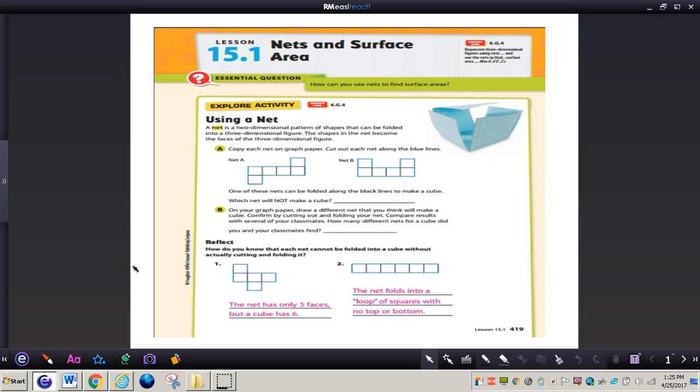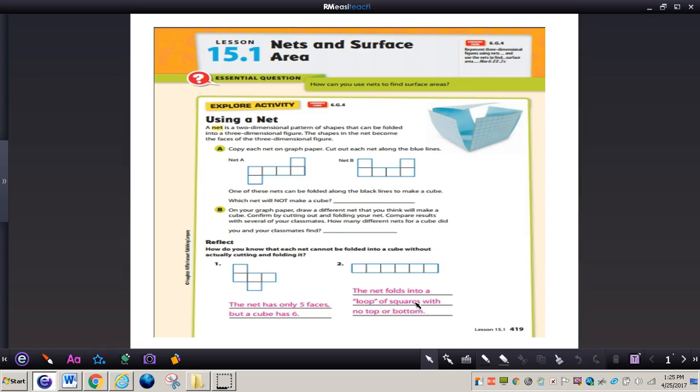It says a net is a two-dimensional pattern of shapes that can be folded into three-dimensional figures. The shapes in the net become the faces of the three-dimensional figure. So you can see two-dimensional means it does not have length, width, and height. These are an example of two-dimensional objects, and in the upper right-hand corner, a three-dimensional object.